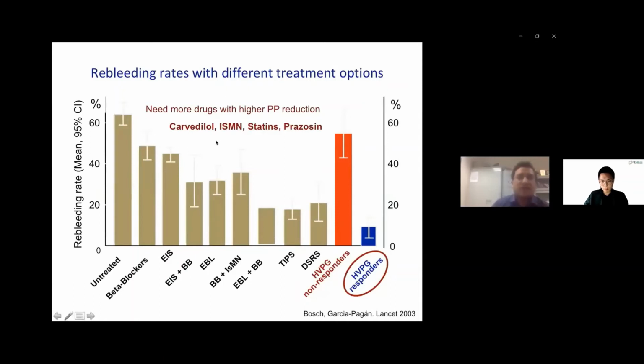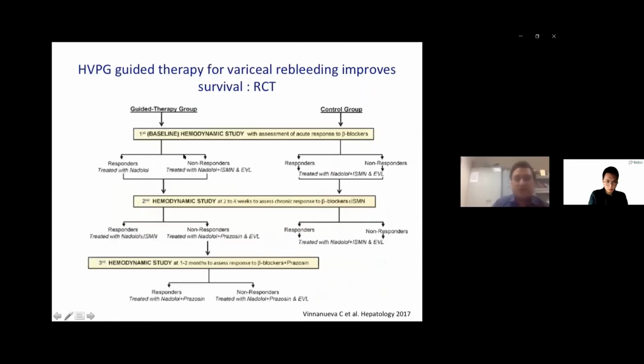So studies have been done with the use of carvedilol in propranolol non-responders, combination of isosorbide mononitrate with propranolol, and use of statins and prazosin. These are the newer options which may be effective in achieving more hemodynamic HVPG response and thereby decreasing the further complications of cirrhosis.